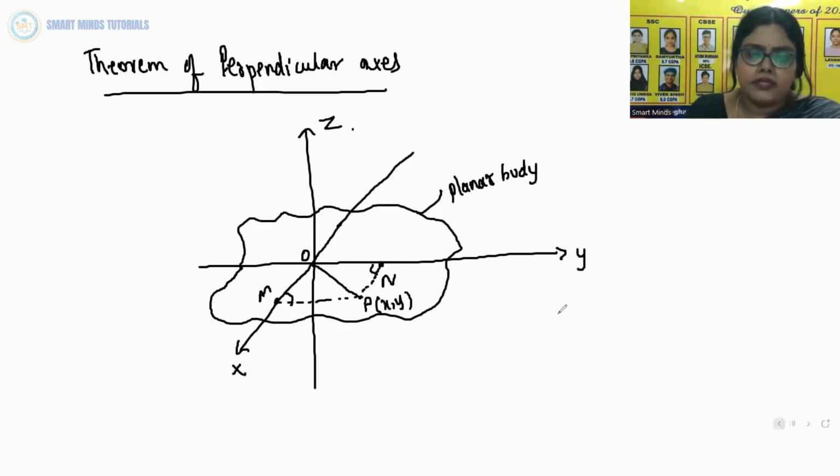As you can see, this figure shows a planar body. An axis perpendicular to the body through a point O is taken as the z-axis, and two mutually perpendicular axes lying in the plane of the body and concurrent with the z-axis, that is passing through O, are taken as the x and y-axis. So this theorem states that Iz is equal to Ix plus Iy.